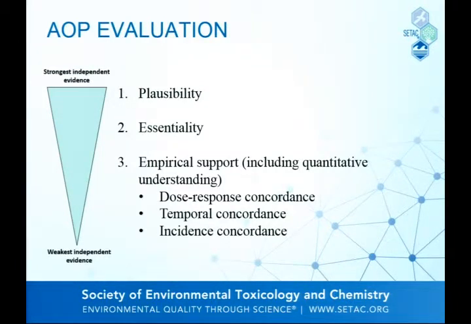When you look in the user's handbook for developing AOPs, these different types of evidence are ranked. They're presented in a rank order. This is basically arguing that if you look at the strongest independent evidence to the weakest, plausibility is considered the number 1 best support you can provide for the AOP. If it makes sense relative to what we know about the biology, that's the greatest confidence that we can get that this makes sense.